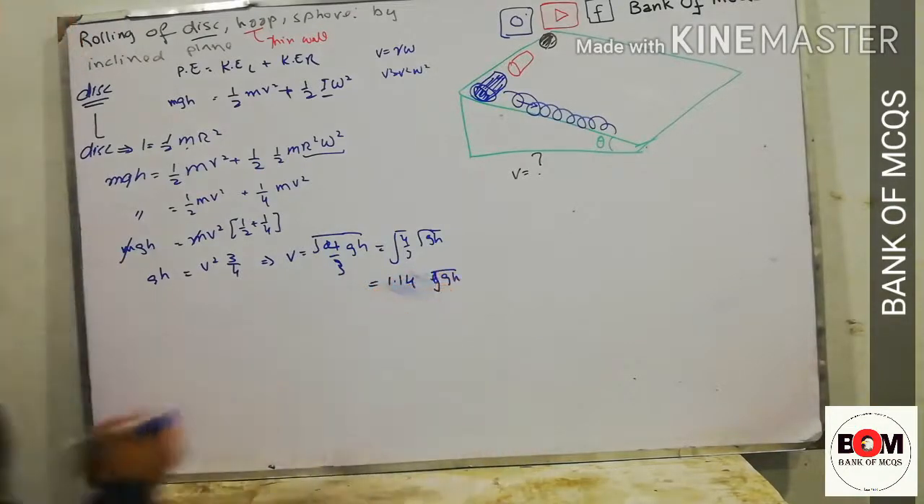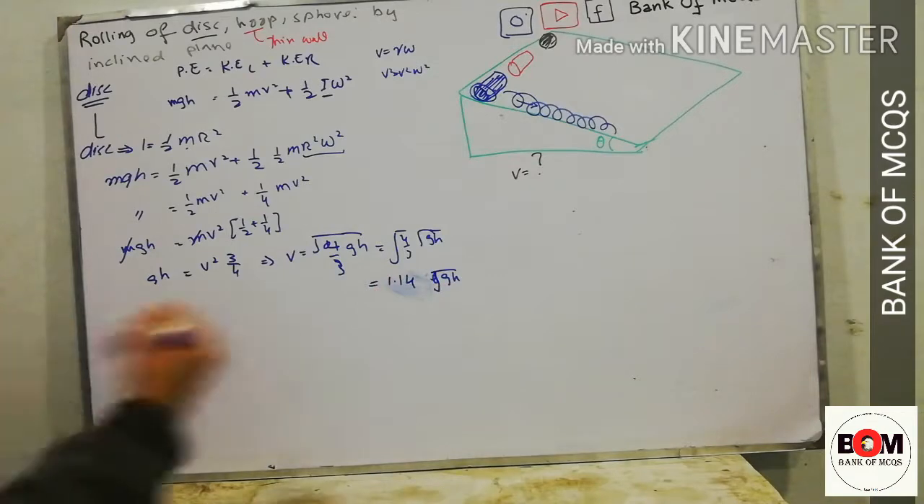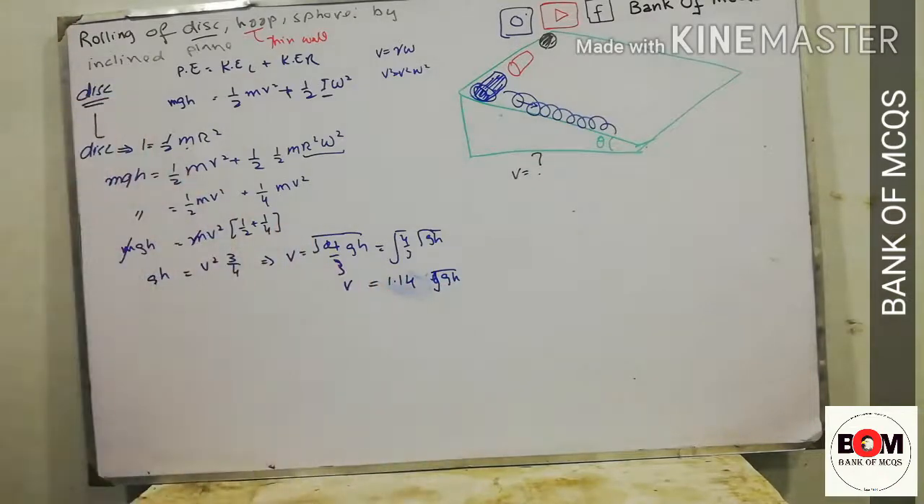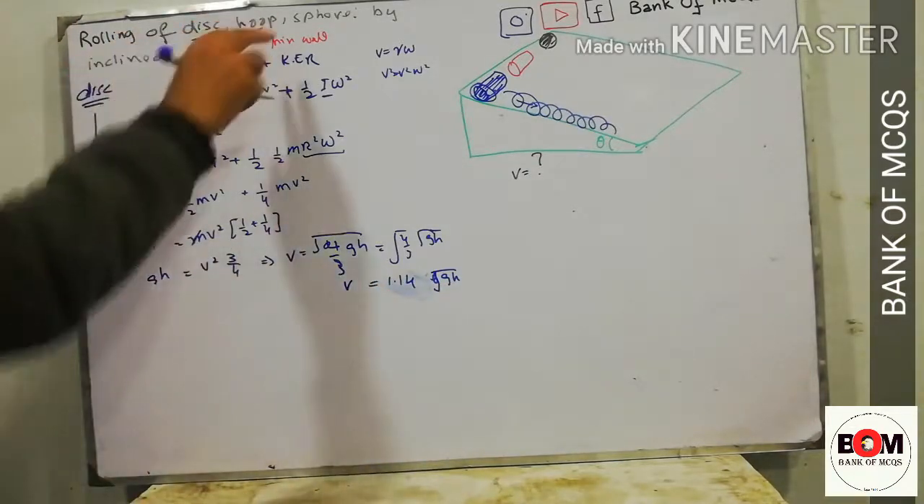1.15 under root gh. So this is the velocity of the disc. The second is the velocity of the hoop.